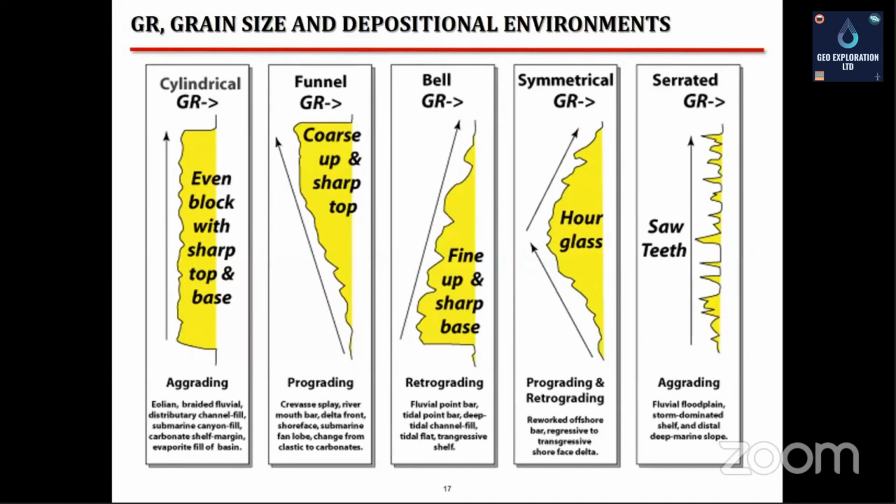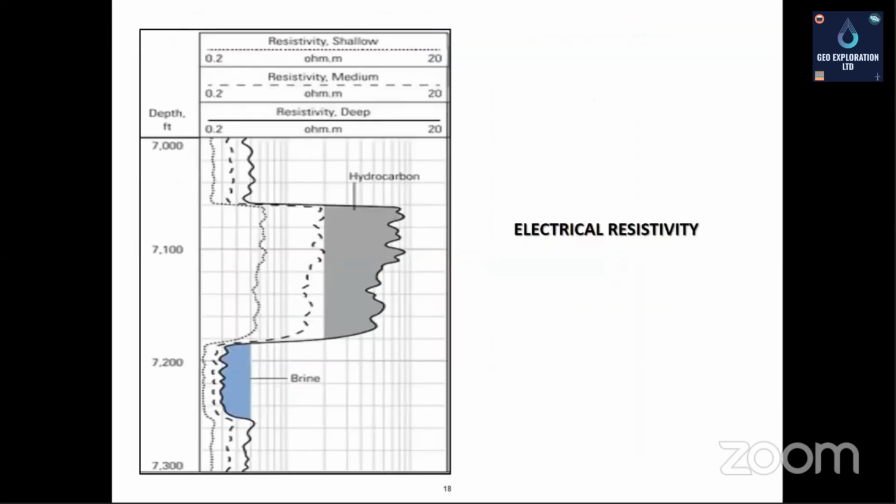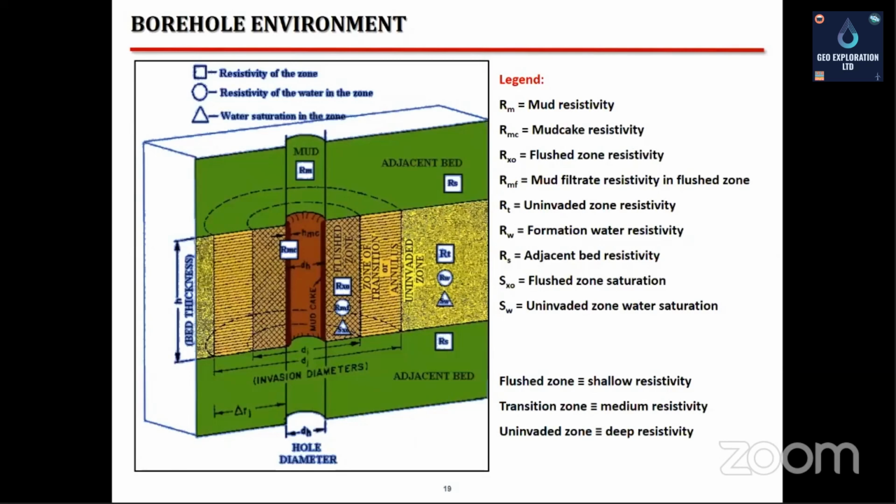Now, moving on to the electrical resistivity logs. Before proceeding to their interpretation, it is necessary to understand the borehole environment. When a formation is being drilled, three particular zones are found around the borehole. These are the invaded or flushed zone, the transition zone, and the uninvaded zone. Each of these zones contain different fluids and therefore have different properties.